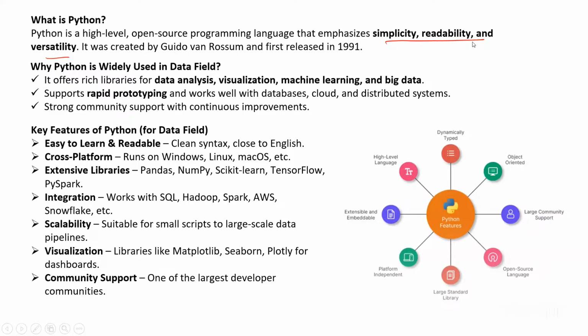I don't want to waste more time on theory because as soon as we start working on Python, you'll understand how flexible Python is to work with. But on a high level, why is it widely used? Because it has a lot of libraries and a lot of capability to work with data. That's why Python is the most preferred language for data analysis, AI, or data engineering work.